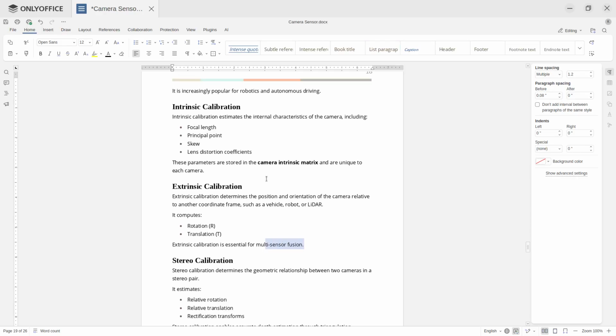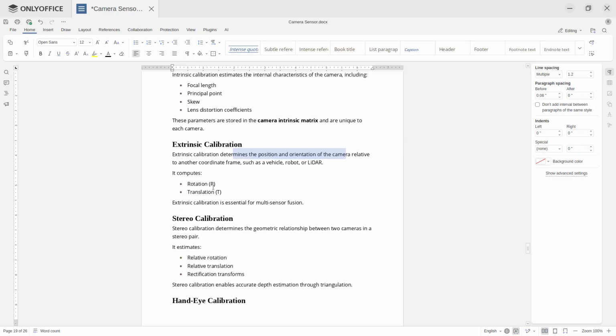See, there are two things whenever, right? The first thing is called intrinsic. Intrinsic means things which belong to, which are related to the camera itself. Extrinsic calibration is when a camera is used along with other sensors. So you will have to find the position and orientation of the camera relative to another coordinate frame. This is what extrinsic calibration is.